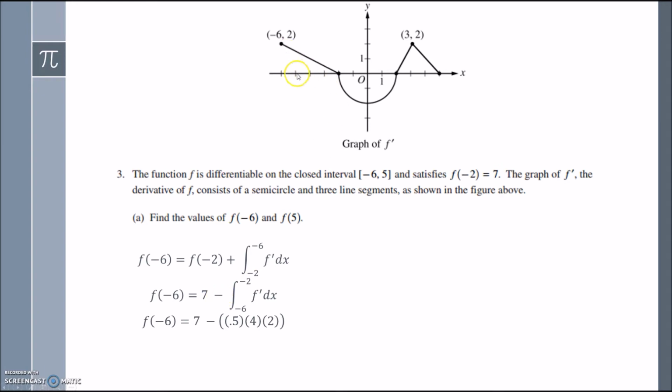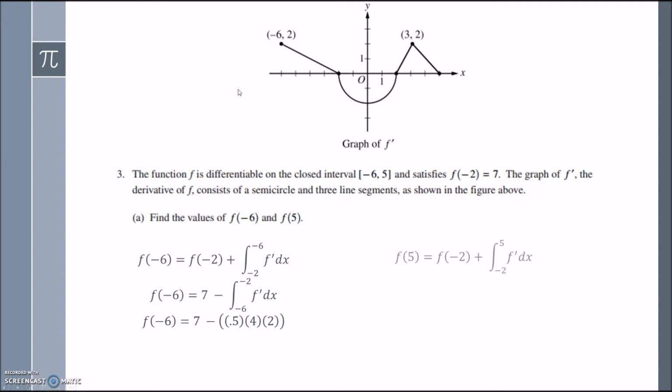But if I'm trying to take the integral of this, I don't have the function f prime, so what I'm going to do is just look at the graph, and it's simply going to be area under the curve, which is going to be the area of this triangle right here. So the formula for area of a triangle is 1/2 base times height, so we get 0.5 times 4, which is the base right here, times the height 2 right here.